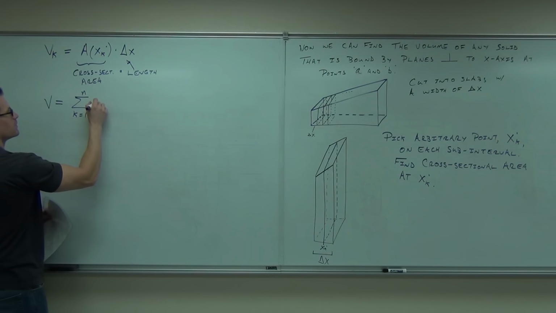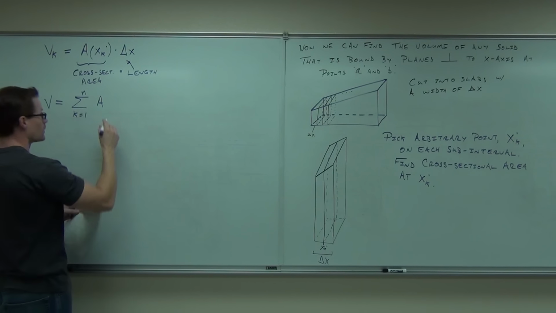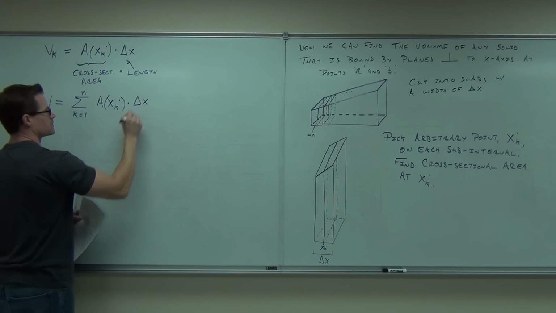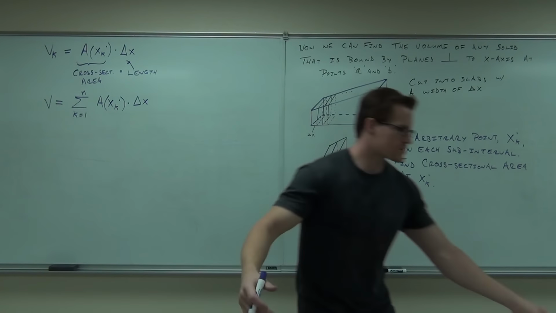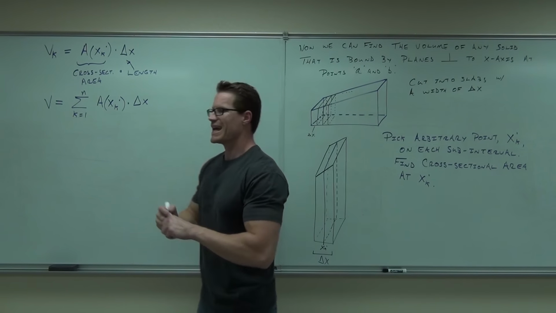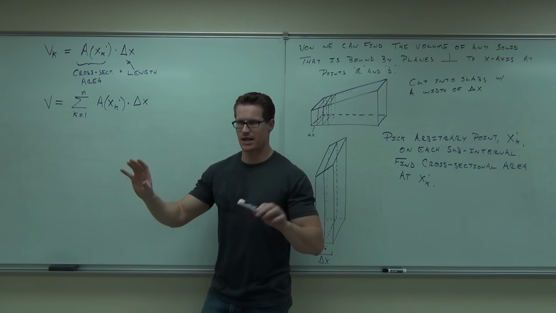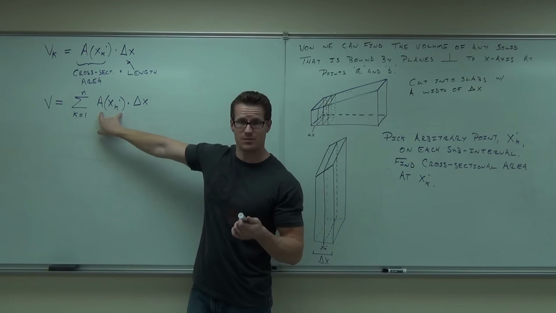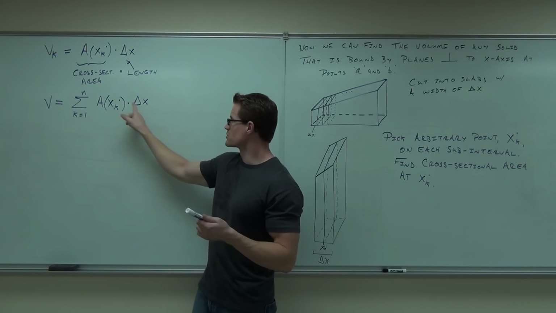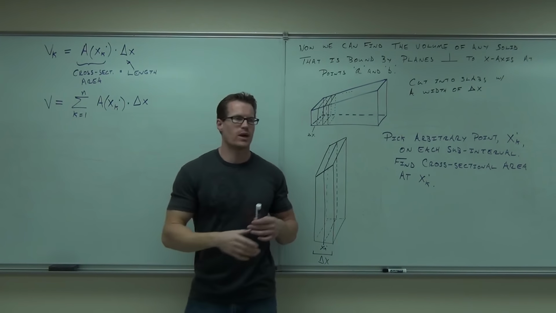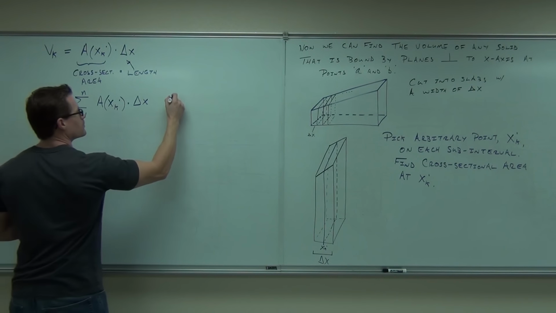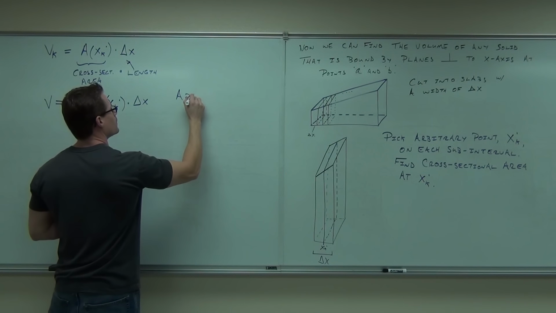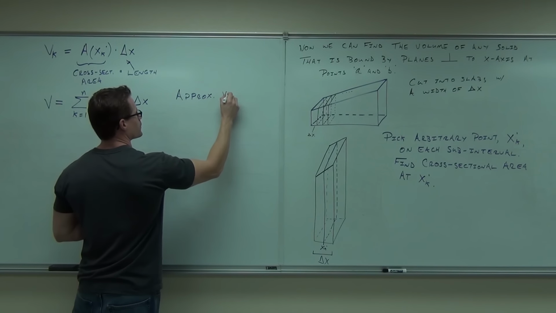Only inside of it says, find the area at x_k dot times delta x. Hey, that's just for each one. What this says is, take every slab that you have, find a random point for each slab, find the area of the cross-section at each random point, multiply each one of them times its width, and add them all up. That should give you an approximation for the volume.